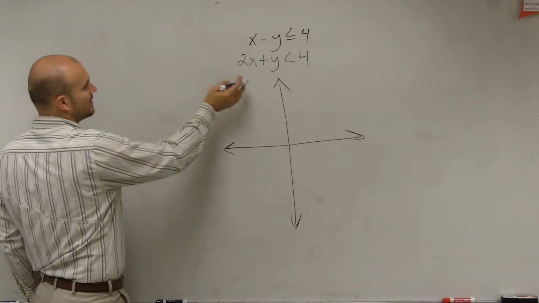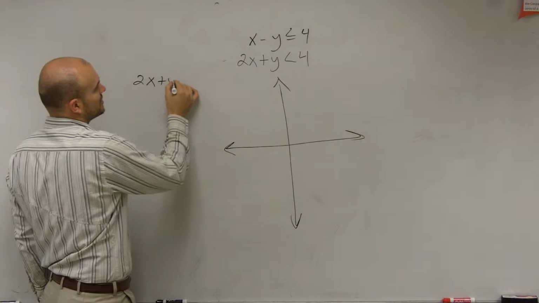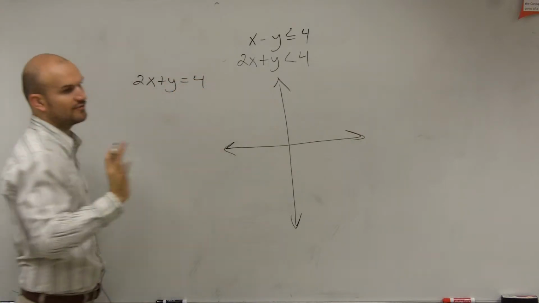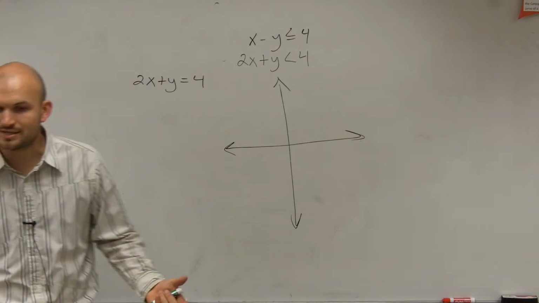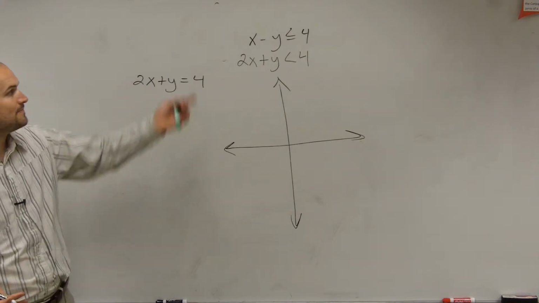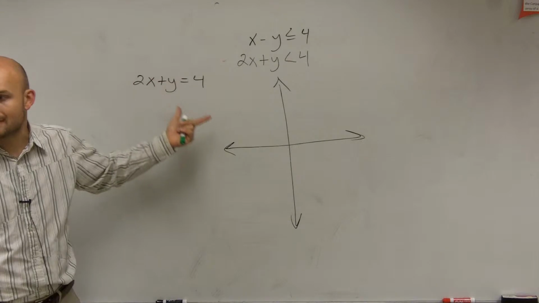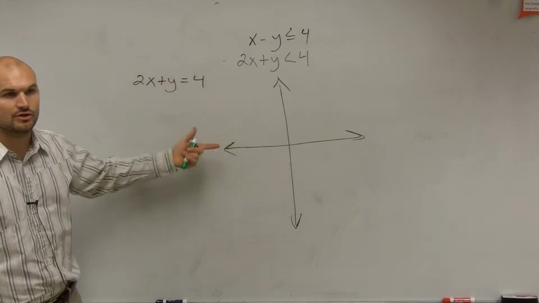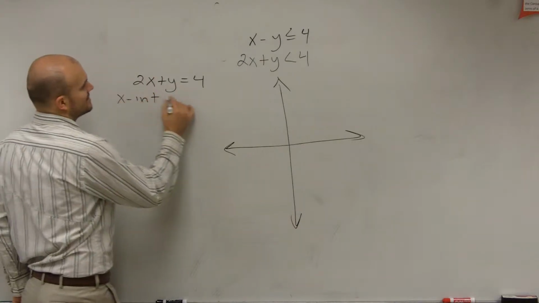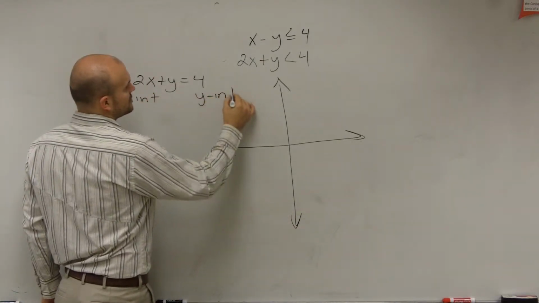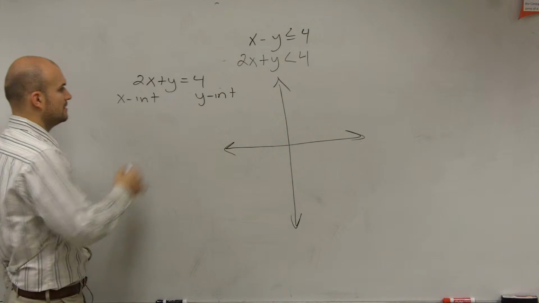So let's say I want to just graph the 2x plus y, and like I said, I'm just going to forget I have an inequality for a second. And how would I graph this? Now, remember, there's two different ways we've talked about graphing. One way is to set it equal to y equals mx plus b, and then use your slope and intercept. But you guys can also remember, we could also use x-intercepts and determine what the y-intercepts are, right?